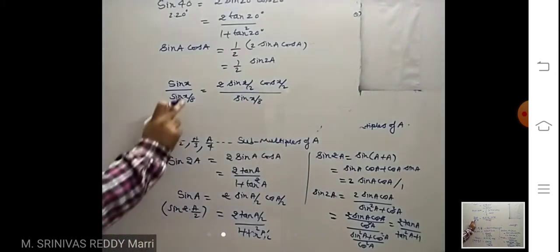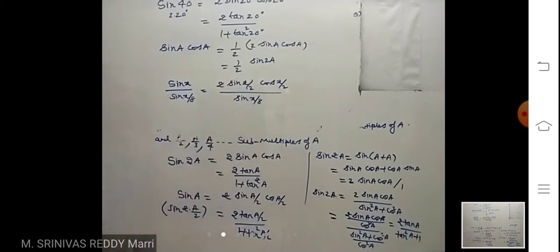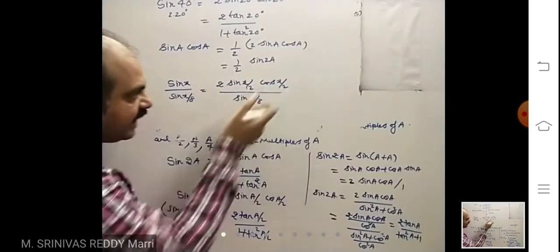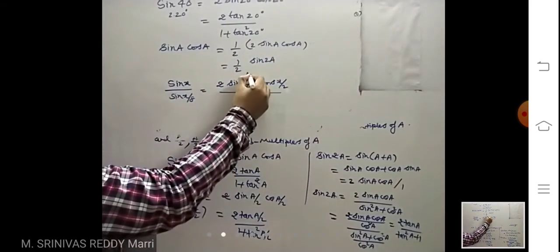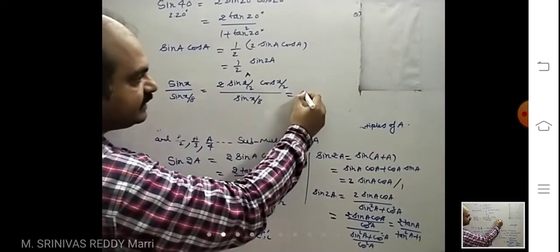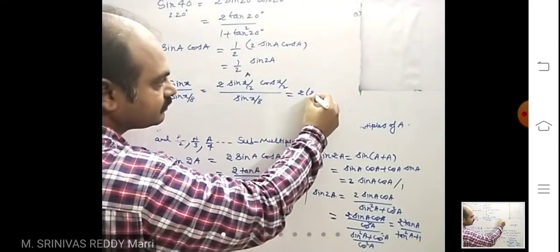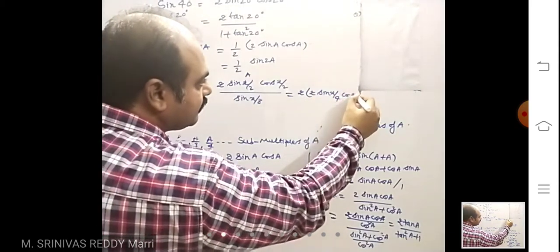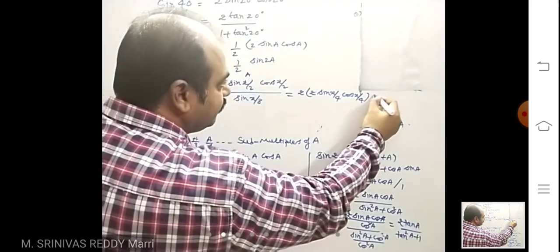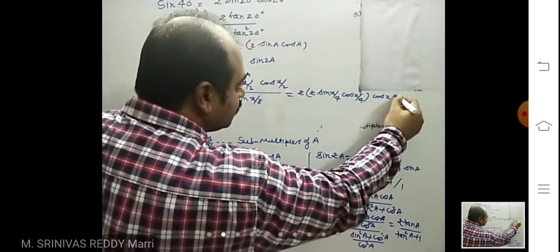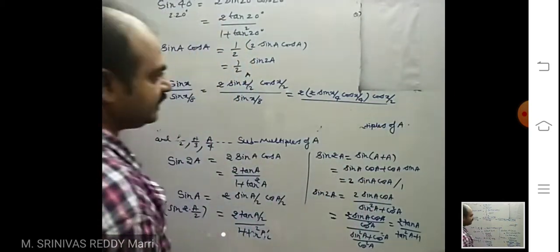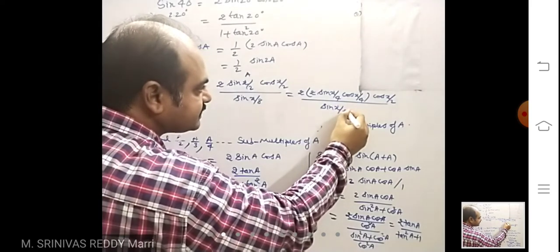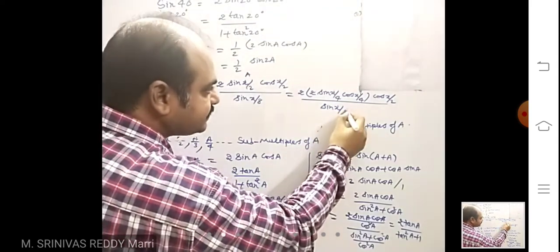Right? So sine A is nothing but 2 sine A by 2 cos A by 2. Now x by 8 is there. That means again this can be converted into half. So this is again sine A, again you can write 2 sine half the angle, cos x by 4 into cos x by 2 divided by sine x by 8.